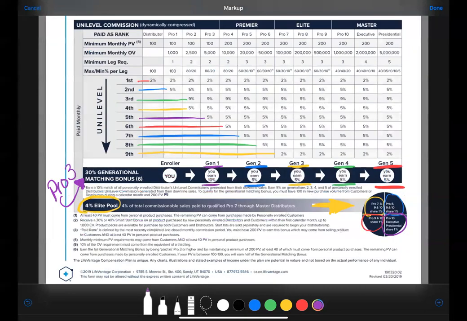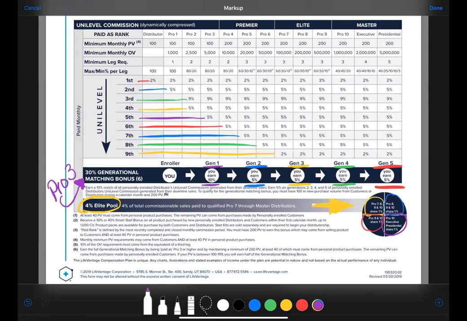So we went through this. The Pro 3, you'll see the purple Pro 3. At Pro 3, you guys, you actually get a 30% matching bonus on distributors in your downline. So your first generation, the distributors that you enrolled, you get 10% match bonus of their checks. And then their distributors, you get 5%, and those distributors, you get 5%, and those distributors, you get 5%, and so on. So that's pretty cool.